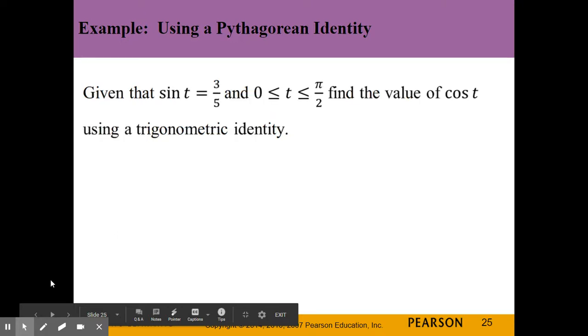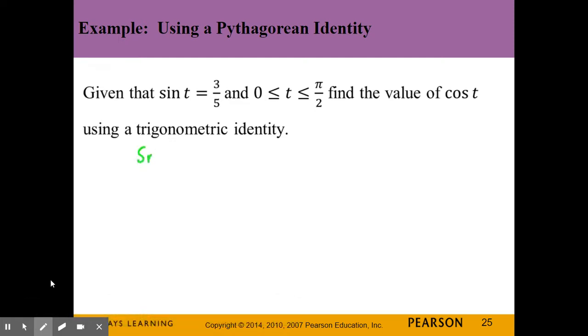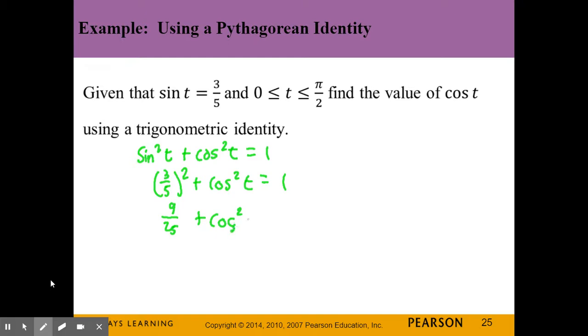We're going to do the exact same thing with this one. So you've got sine squared t plus cosine squared t is equal to 1. 3/5 is getting substituted in here. So now I've got 3/5 squared plus cosine squared t is equal to 1. 3/5 squared is 9/25 plus cosine squared t is equal to 1. I'm going to subtract 9/25 from both sides.